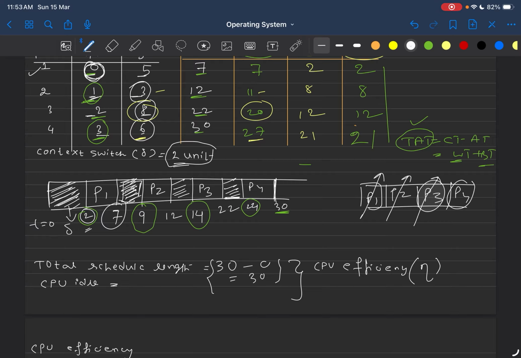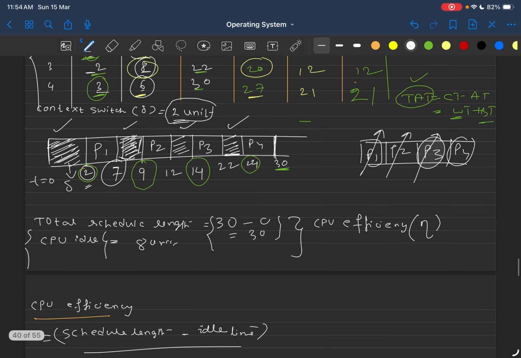Practically, your CPU was not idle at that time. What was your CPU busy with? Your CPU was busy with the context switches. But by saying CPU idle time here, let's consider those times when your CPU was not working on any of these processes. Such idle times are this and this. So what is the total time? That is 8 units.